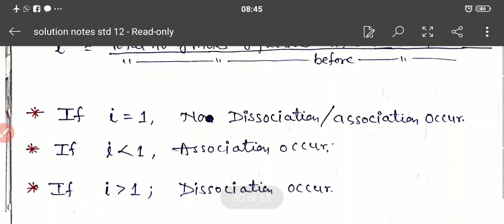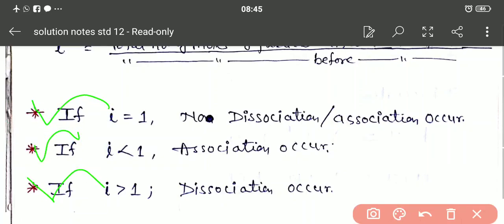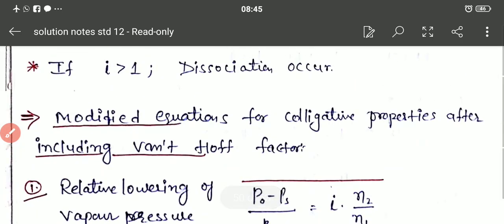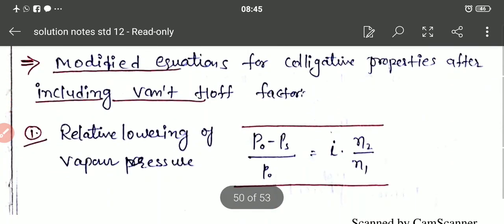If i is equal to 1, there is no dissociation or association. It is important for MCQ. If i is less than 1, then association occurs, and if i is greater than 1, then dissociation occurs. So, due to the Van 't Hoff factor, the colligative property equations are modified.